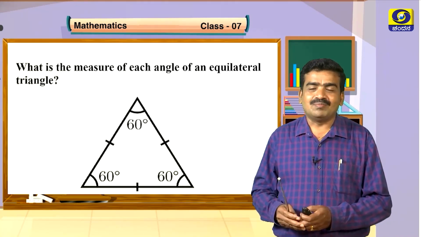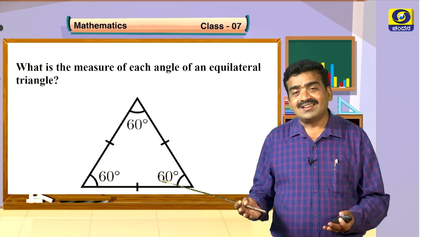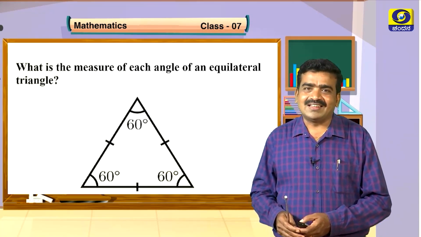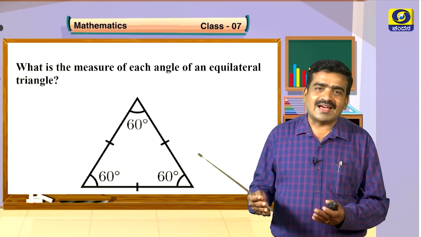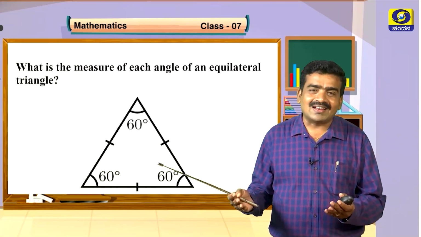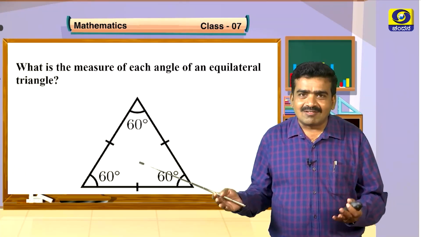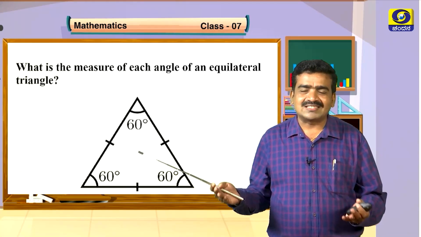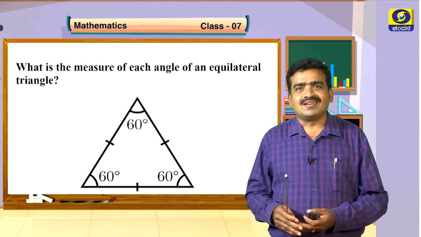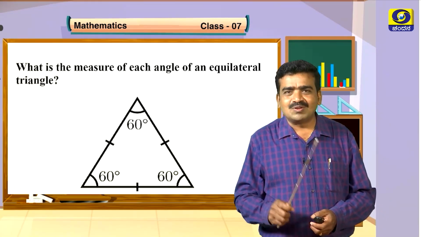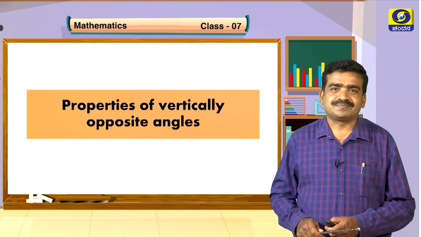So this is the beauty of an equilateral triangle. All sides are equal and all angles are equal in case of an equilateral triangle. If you construct equilateral triangles of different lengths, like 5 centimeter, 6 centimeter, 7 centimeter, 10 centimeter or maybe 15 centimeter, in each case you will come to know that the angle measures 60 degree.